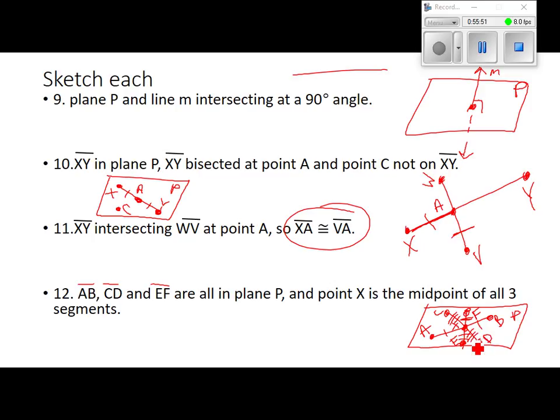I'll redraw that up here so it looks a little better. Make it a little bigger. This is what it should look like. Those 2 are congruent. Those 2 are congruent. Those 2 are congruent. And stick the letters in there.